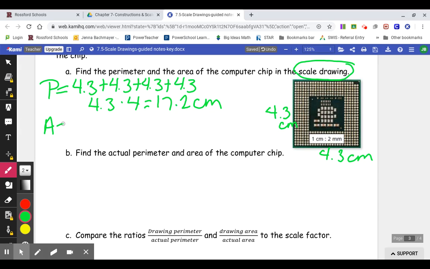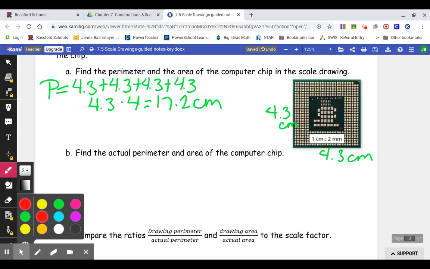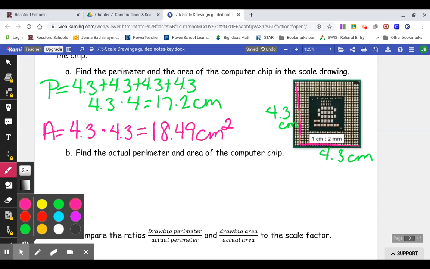Area. Area, we are going to multiply. So let's put this here. Try it in different colors so we can keep them separate. So area, we are going to multiply one length times the other. So length times width. So area for our scale drawing would be 4.3 times 4.3. When I multiply those together, I get 18.49 centimeters, but area, we have units squared.